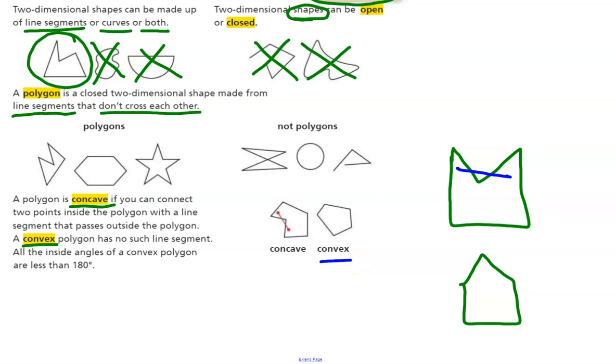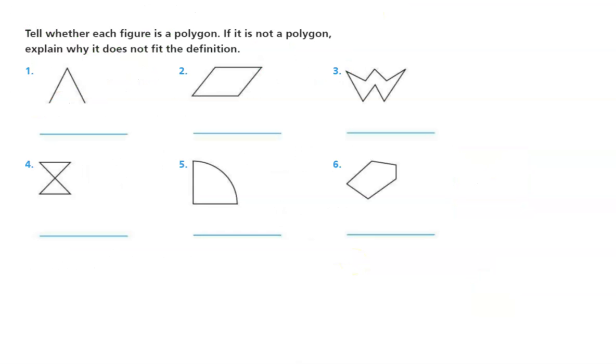Okay? So, let's look at our SAB page. It wants us to label whether or not something is a polygon. We'll call it a P for polygon, and then we'll do NP for not a polygon, okay? And then we would also have to tell us why it doesn't fit the definition. So number 1 is not a polygon, and hopefully you can see why. That's because it's not closed.